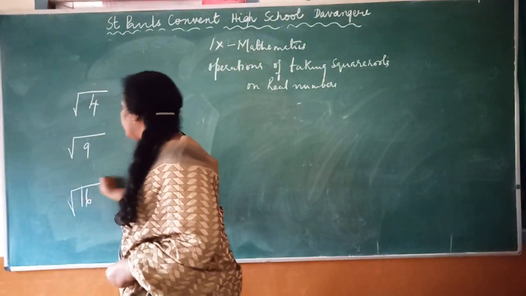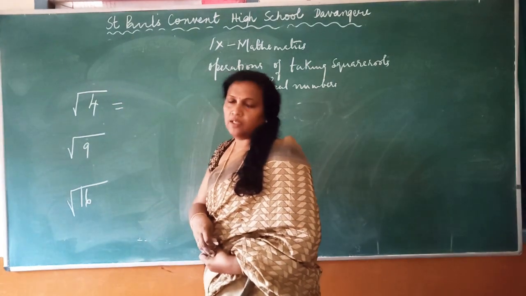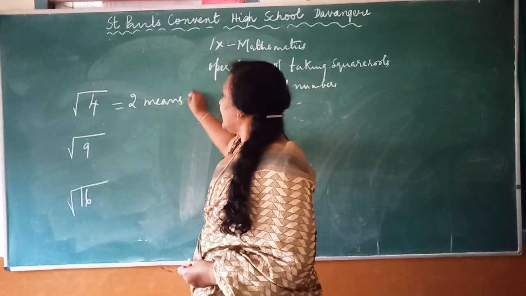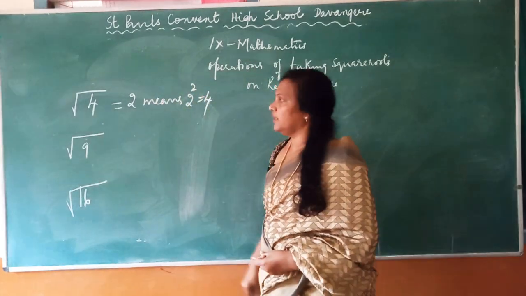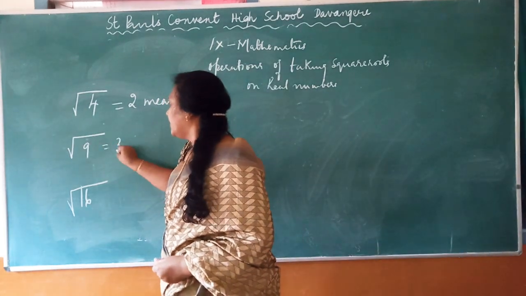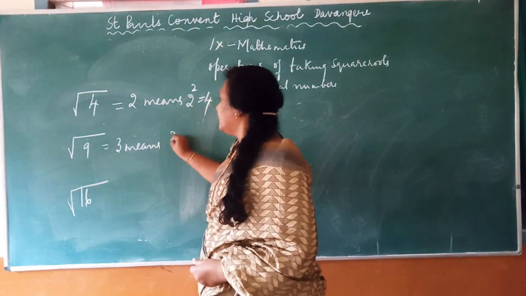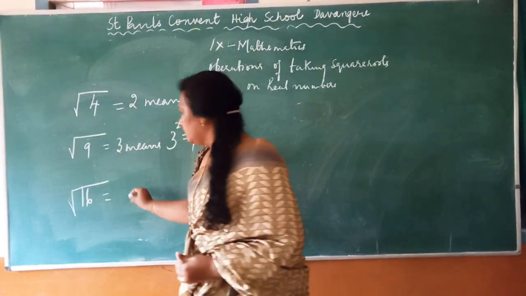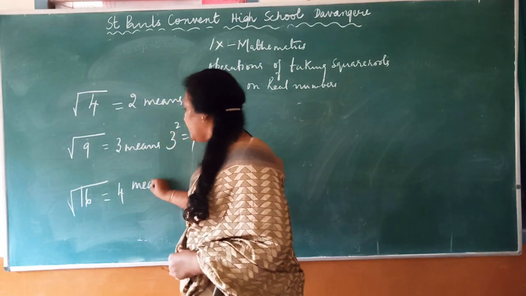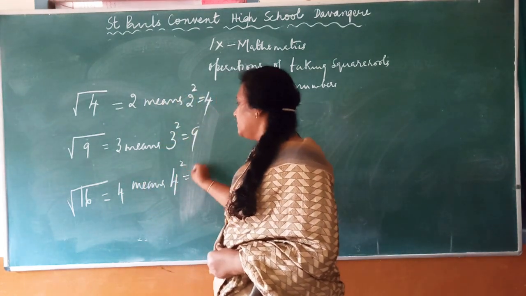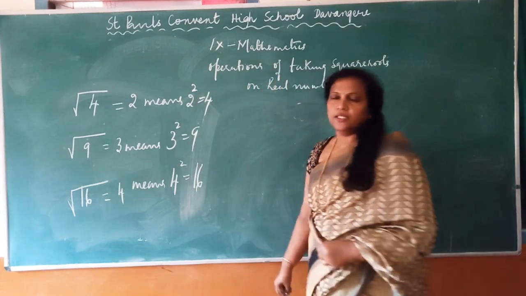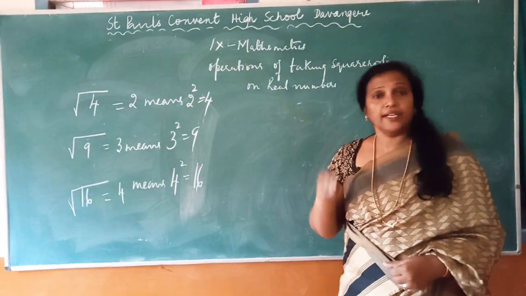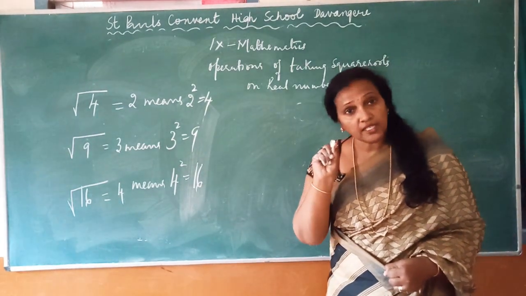Square root. When I do the operation square root, I know root of 4 is equal to 2, which means I can write 2 squared is equal to 4. Root 9 is equal to 3 means 3 squared is equal to 9. Root 16 is equal to 4 means 4 squared is equal to 16. Taking natural numbers and doing the operation on them using square root.